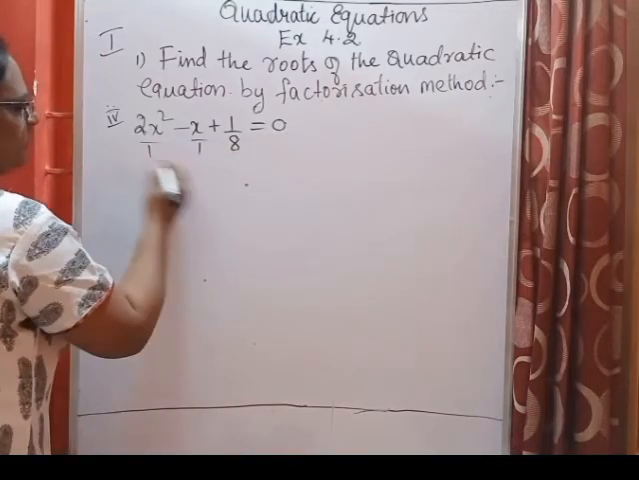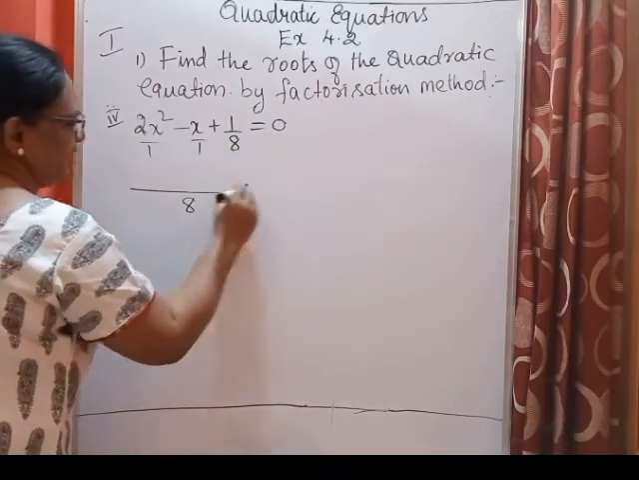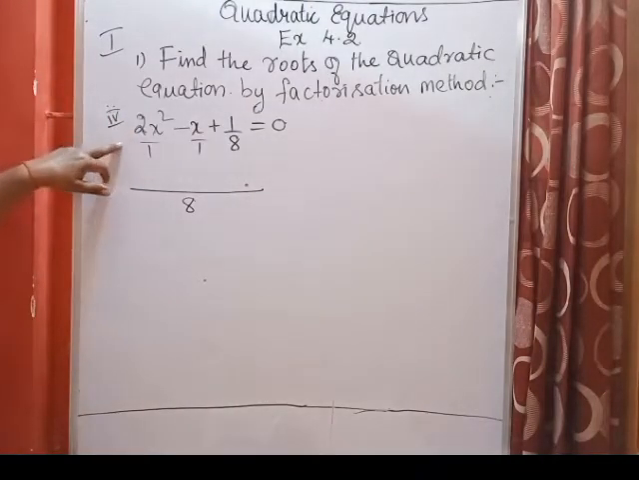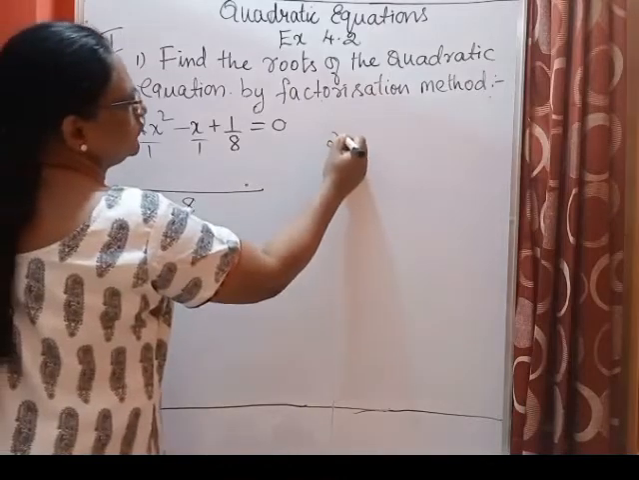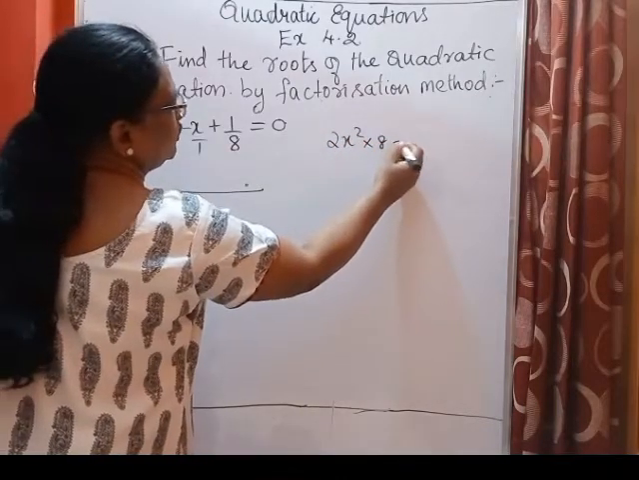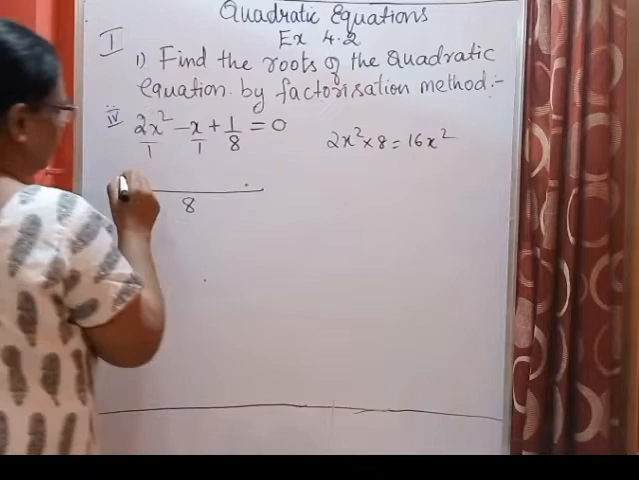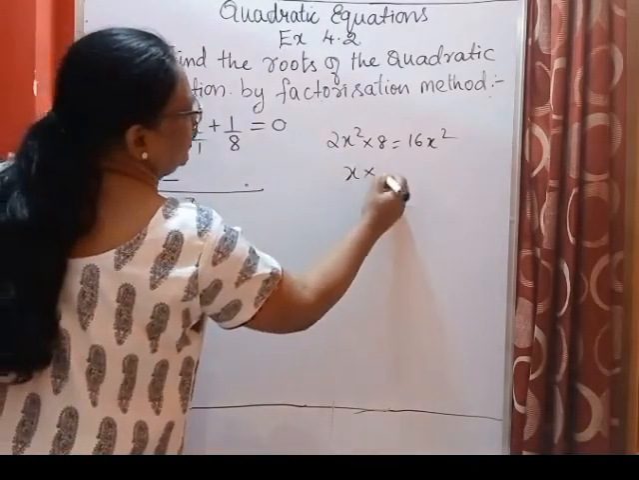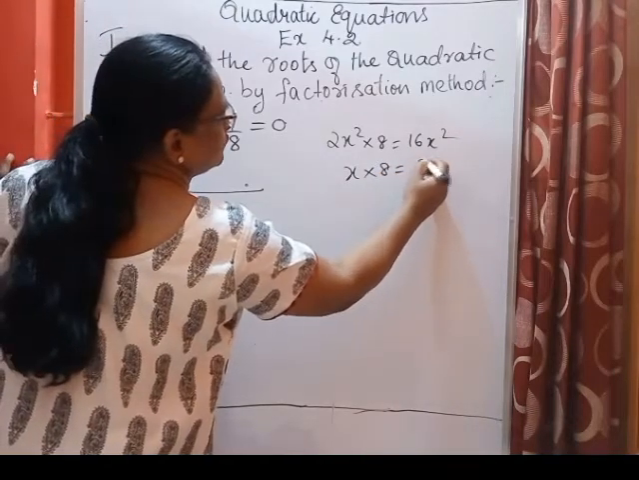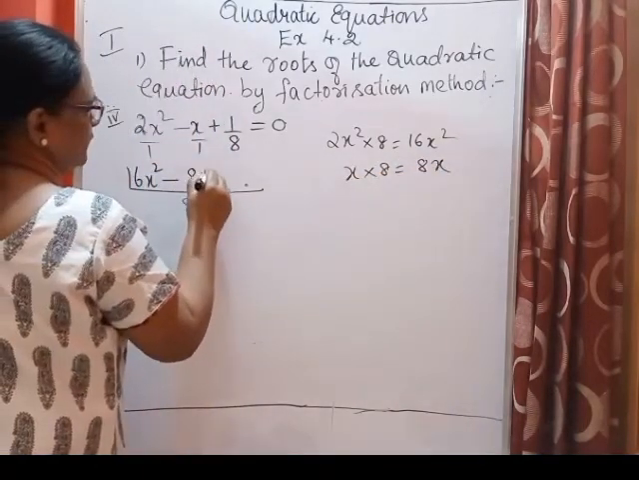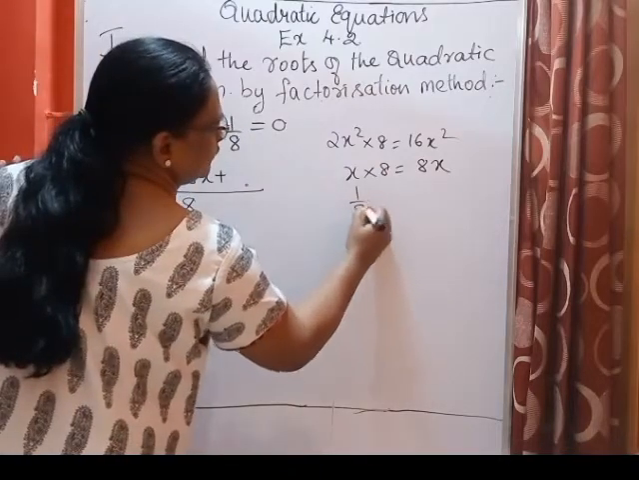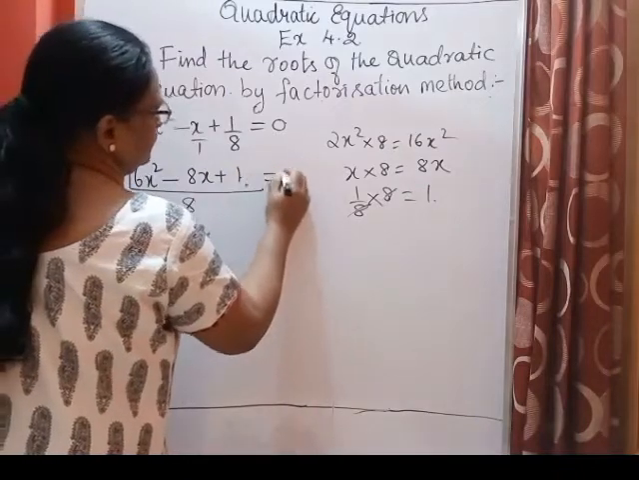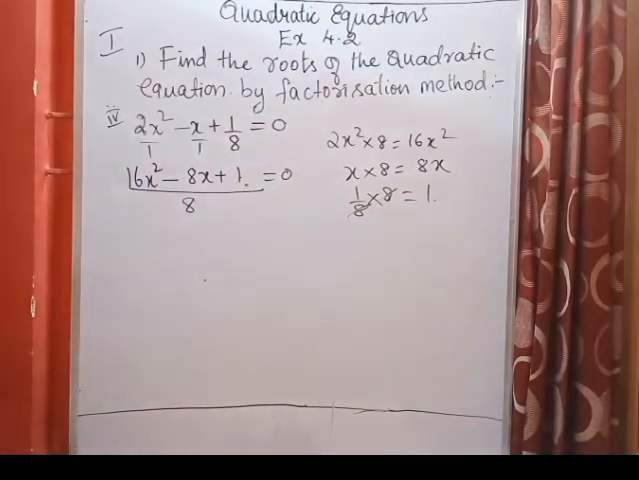What is the LCM for these three? 8 is the LCM. So multiply the LCM with this. How much will you get? 2x square into LCM is equal to 16x square. Write down 16x square here, minus the second term into LCM, 8x, plus the third term into LCM. Multiply all the three terms by LCM. You will get the equation like this.